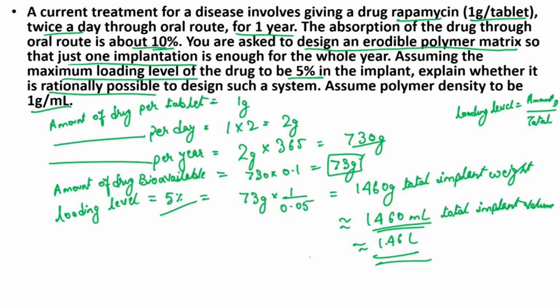However, if you can somehow increase the loading level and get it to, let us say 80%, 90%, then it is fairly feasible, because 73 gram or let us say 73 ml is not such a big volume. It is something that can be implanted, but in this particular case the value comes out to 1.46 liter, which is not feasible.